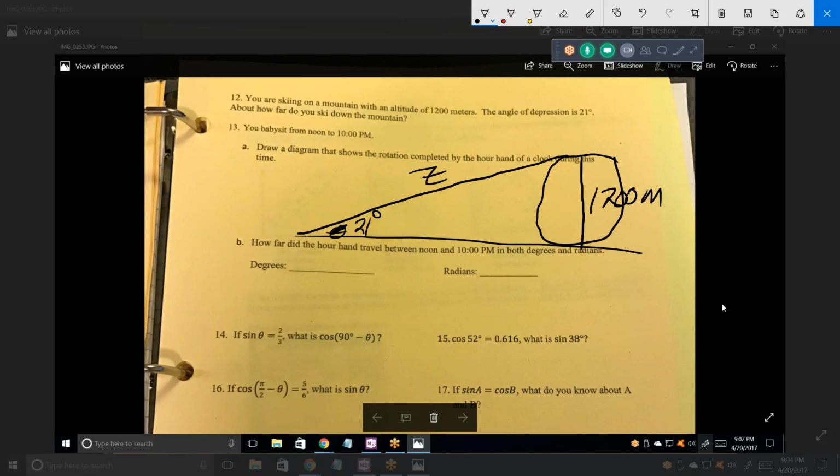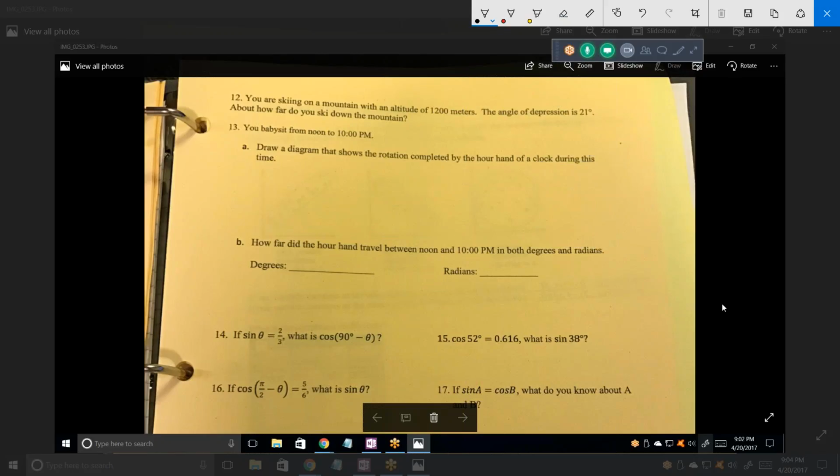We could use sine. So give me the equation. Yeah, so it would be sine of 1,200. No, or, I mean, sine of 21, my bad. Always take trig functions of angles, always. If you don't have an angle in there, you've made a mistake. So sine of 21 is equal to 1,200 over Z. And then you can solve for Z. Okay, I'll let you get the answer on your own.